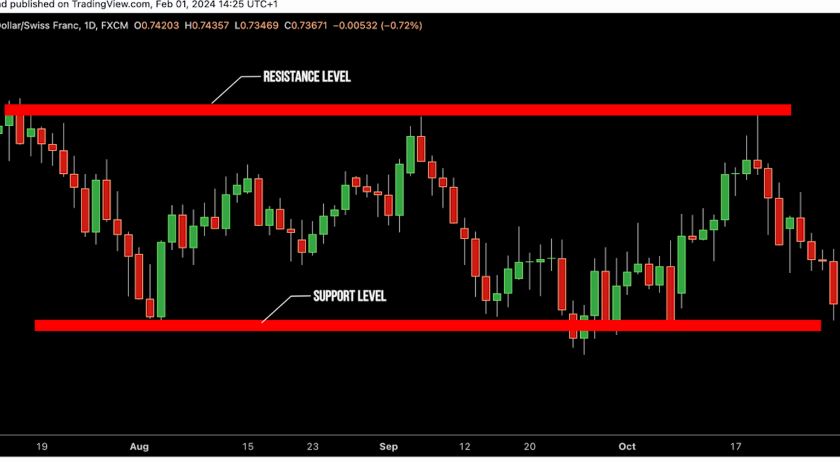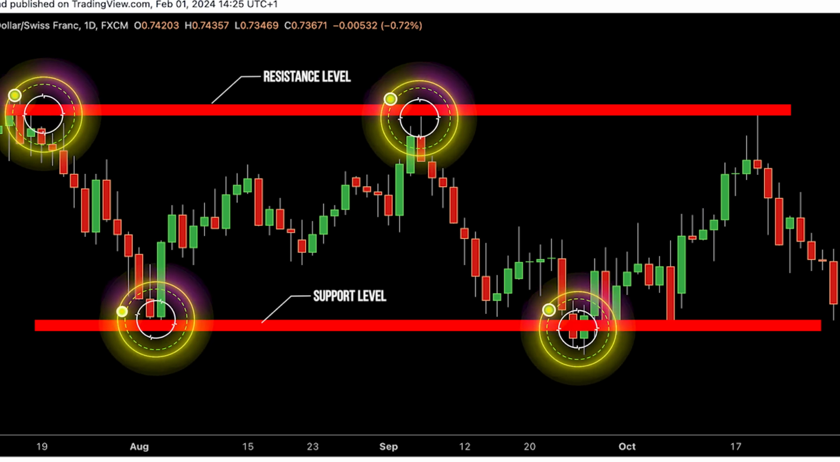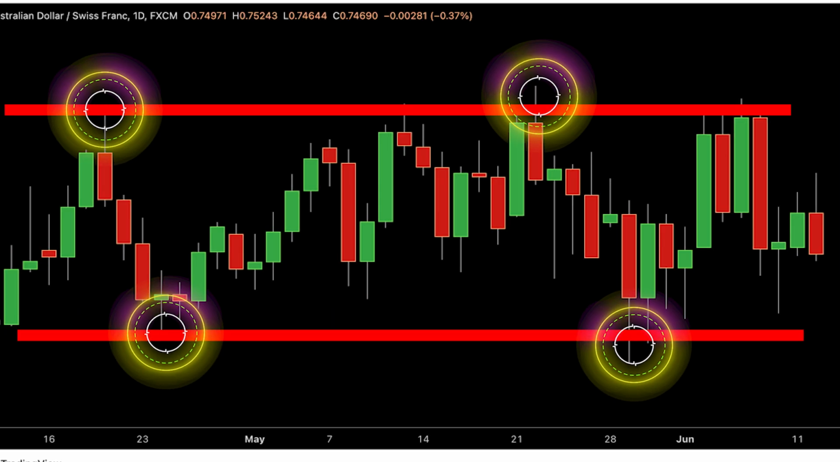Identifying ranging markets is straightforward. It's just two levels the market is stuck between. Sometimes there are attempts to break out, like in this example. However, these attempts can fail and prices fall back into the range. Price action traders call these false breakout traps, and you can use them to trade ranging markets. Wait for the market to reach support or resistance, then watch for a false breakout. Here's a clear false breakout entry setup, and another one here.